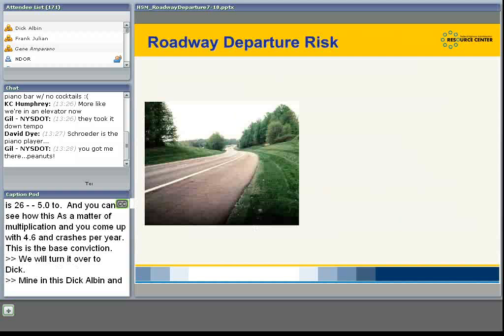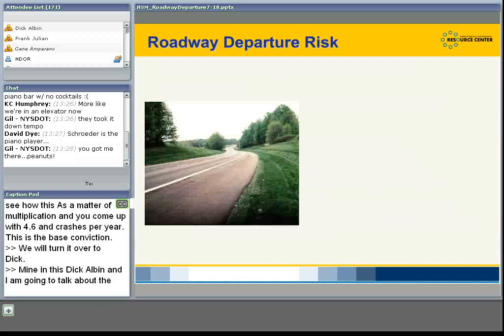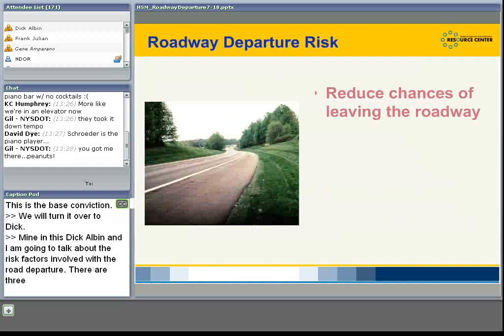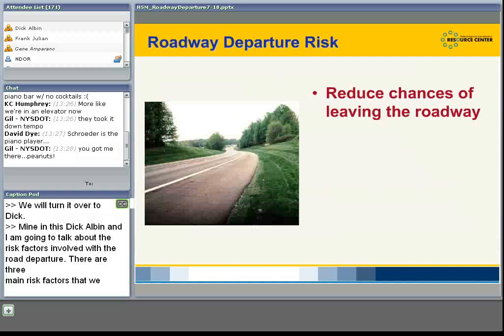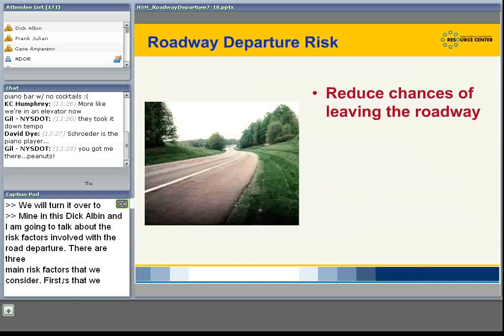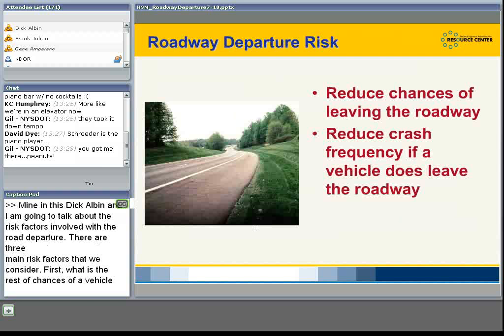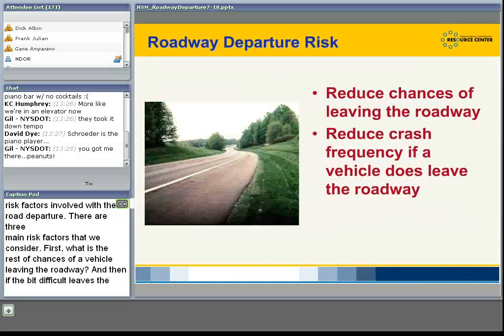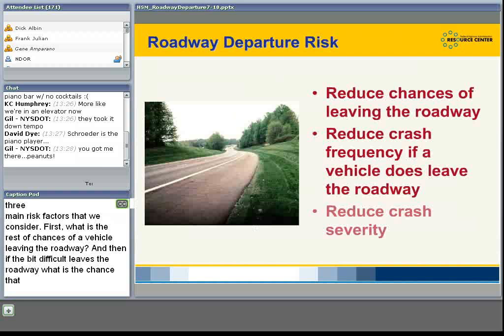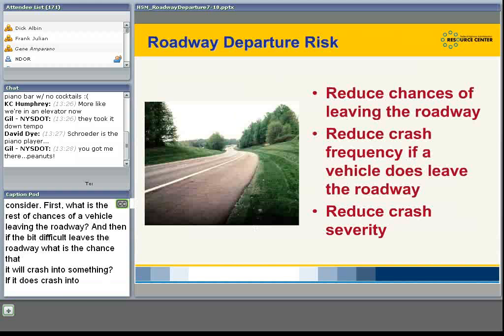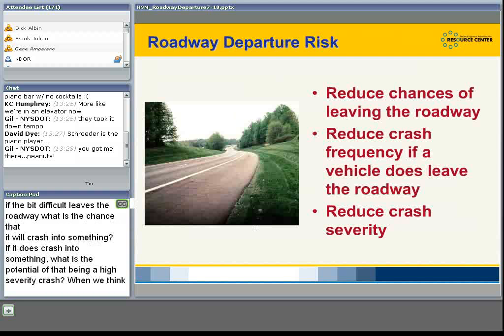Okay, again, my name is Dick Albin, and what I'm going to talk about first is some of the risk factors that are involved with roadway departure. When we think about roadway departure, there's 3 main risk factors that we consider. First, what is the risk or what are the chances of a vehicle leaving the roadway? Then, if a vehicle does leave the roadway, what are the chances that it's going to crash into something? And finally, if it does crash into something, what is the potential for that being a high severity crash?